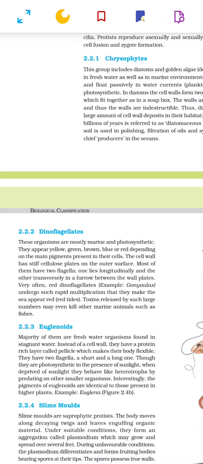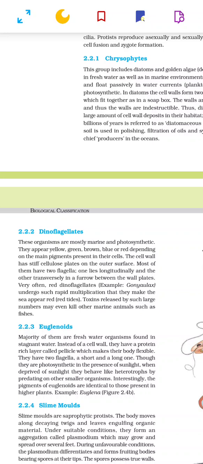2.2.2 Dinoflagellates. These organisms are mostly marine and photosynthetic. They appear yellow, green, brown, blue, or red depending on the main pigment present in their cells. The cell wall has stiff cellulosic plates on the outer surface. Most of them have two flagella. One lies longitudinally and the other transversely in a furrow between the wall plates.